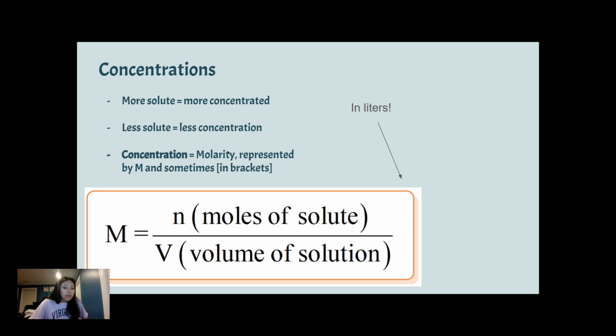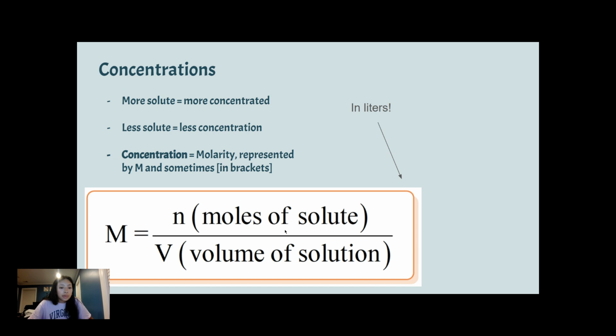It's represented by M, a capital M, and it's sometimes in brackets. So if you ever see something like calculate the hydroxide ion with brackets, that's basically saying calculate the hydroxide ion concentration. So it's basically asking you to find the pOH. But I'll cover that later when we get to acids and bases.